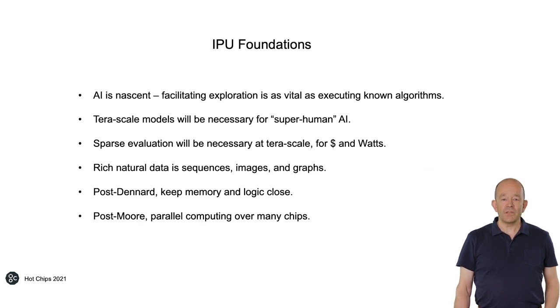Fourthly, we know there is much value in understanding sequence data like text and in images, but nature is full of more irregular data, like molecules. So we need to embrace graph data too. And lastly, the golden age of silicon scaling is coming to an end. Power has been a primary design constraint for chips since Dennard scaling ended 15 years ago, and now geometric scaling has slowed down too. So if we want ever more transistors, we must embrace spreading programs over many chips.